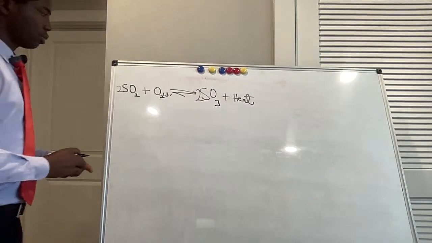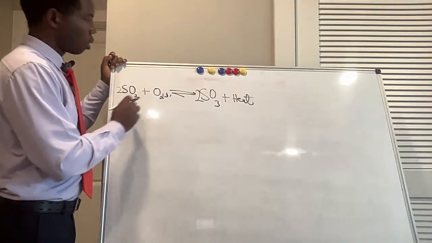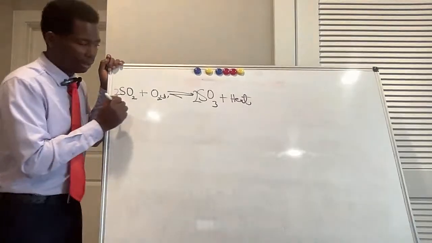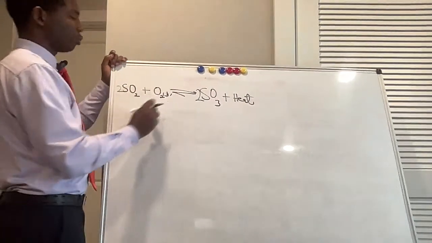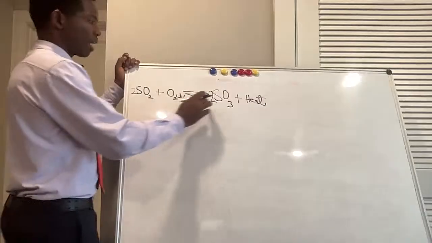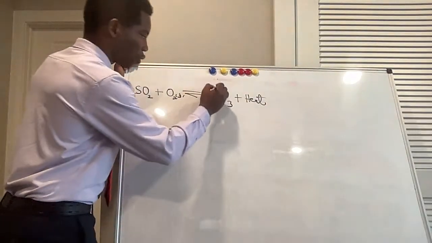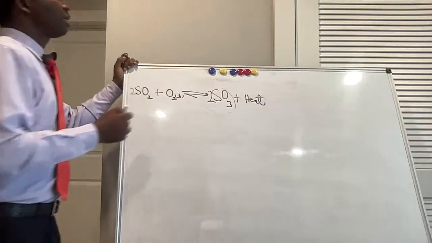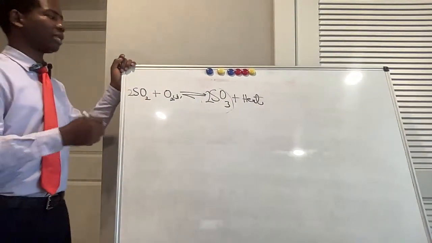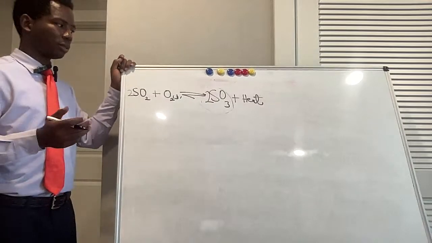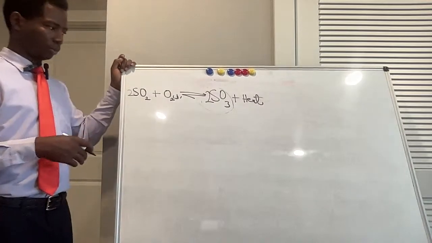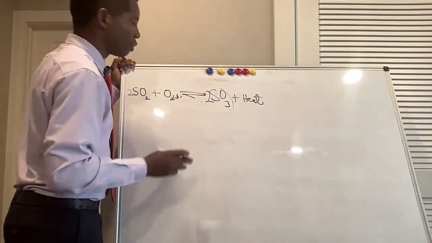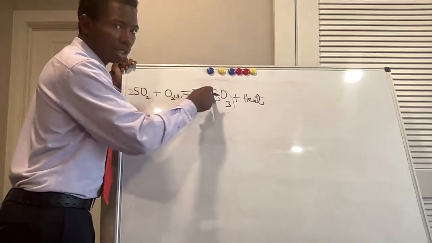Now, the question comes, let's balance our reaction. What is the effect on production of sulfur 6 oxide? How can you produce sulfur 6 oxide? There are many ways. If the question is not limited to temperature, we can expand it. So we can produce more sulfur 6 oxide when sulfur 6 oxide is removed. The more sulfur 6 oxide is removed, the more it is being produced.